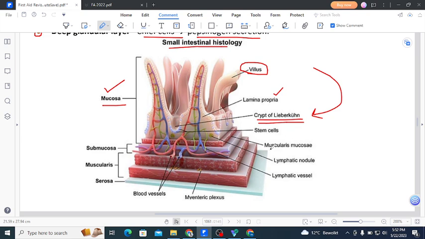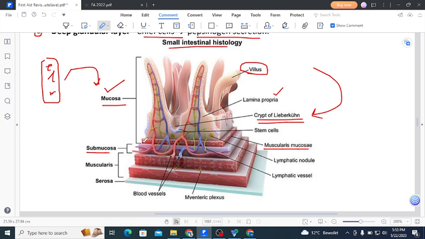Then we have the muscularis mucosa, which is a part of the mucosa. So these three layers constitute the mucosa. Number one is the epithelium, then we have the lamina propria, and after that we have the muscularis mucosa. So these three layers collectively constitute the mucosa. Below the mucosa we have the submucosa, this one. The submucosa contains the blood vessels, and between the mucosa and submucosa we have the Meissner's nerve plexus, that is also called the submucosal nerve plexus. Submucosal because it is below the mucosa.